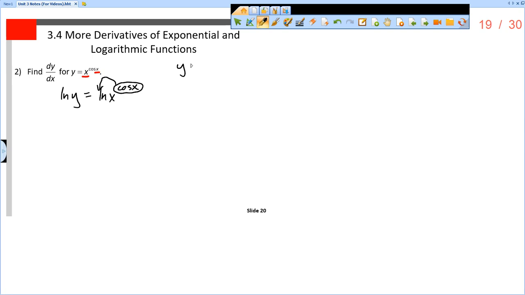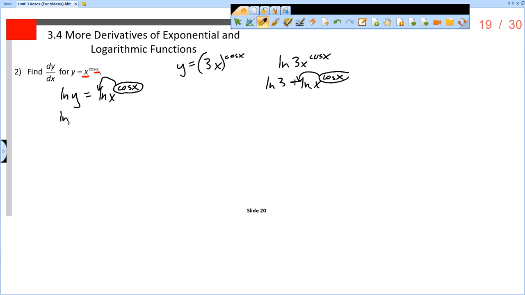So for instance, let's say I had y equals 3 times x to the cosine x. If there was a 3 in here, notice the cosine x does not go to the 3 unless there were parentheses around it. So you couldn't bring the cosine in front. You would have to separate into the natural log of 3 plus the natural log of x to the cosine x. And then you could bring the cosine x only in front of the natural log of x.